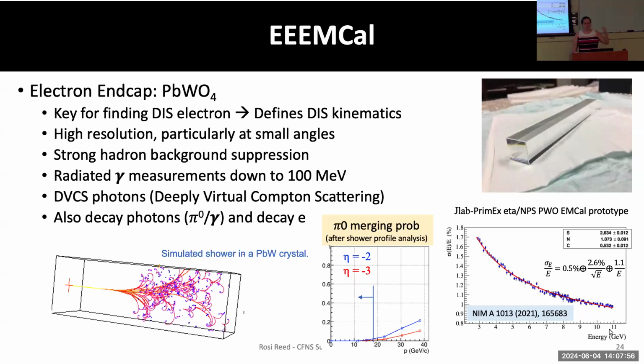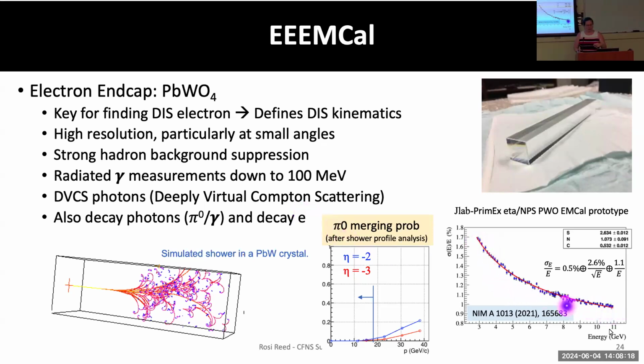So this is deeply virtual Compton scattering. And also, one of the things we may want to see: nearly everything at some level decays to photons. We want to measure decay photons and decay electrons. There have been prototypes, so even though the EIC is still many years away, things have actually been prototyped and tested in beam tests.